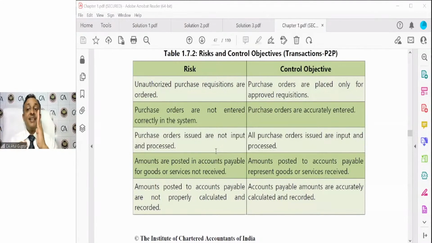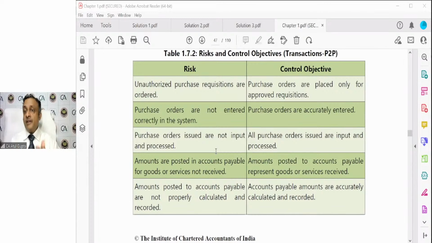What you're looking at is that the purchase requisition is unauthorized. It's a fraud, first. Second, if a purchase requisition is unauthorized, that means what? The other controls are just not working. It's a disastrous situation in the organization.